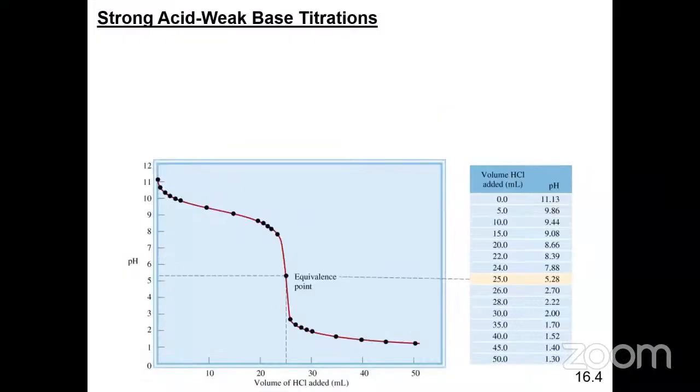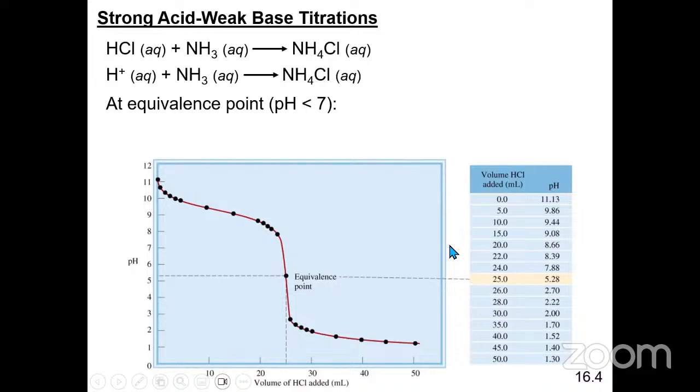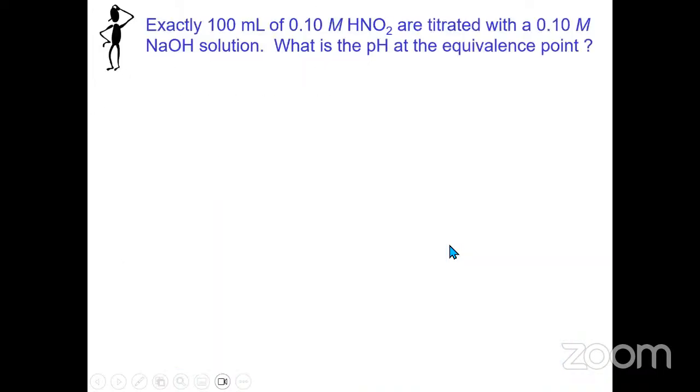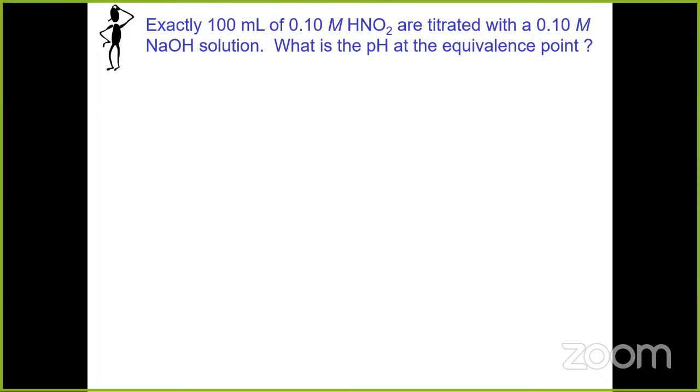What I just did again is a qualitative description of the titration curves. You can actually calculate the pH at different points. And I think the next example is dealing with just that. So this question says exactly 100 mL of a 0.10 M nitric acid solution are titrated with a 0.10 M sodium hydroxide solution. What is the pH at the equivalence point?